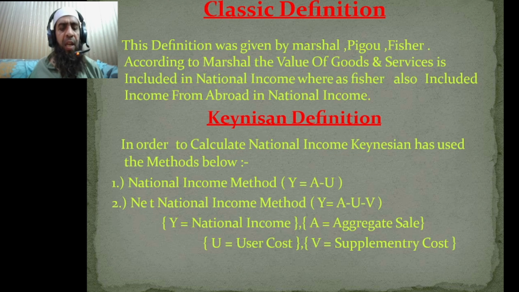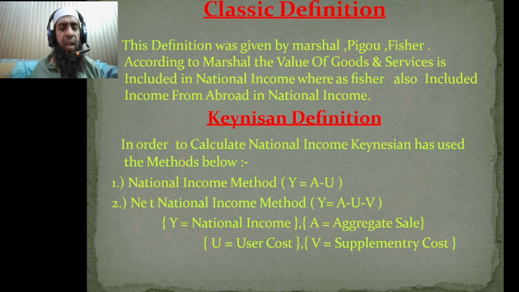What do you mean by national income? If we add all the market value of goods and services produced in one year in an economy, and all the income which we receive from abroad is added together, it is called national income. The concept of national income can be divided into three parts. The definition of national income has three parts.